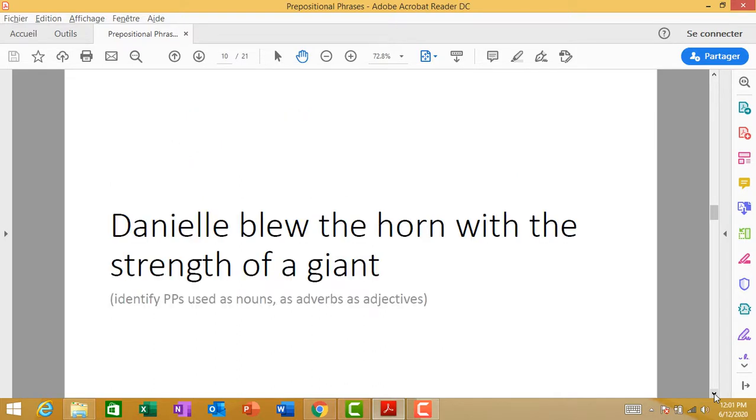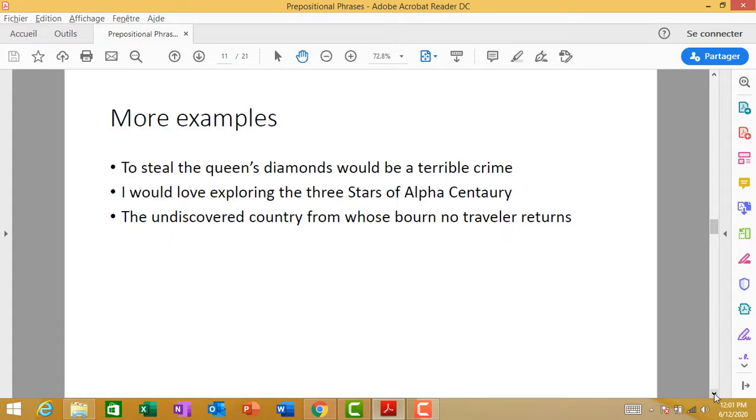Now let's look at this new sentence. In this one sentence, I'm not going to tell you how many prepositional phrases we have in the sentence. It's for you to find out and for you to tell me which prepositional phrase is used as a noun, which one is used as an adverb, and which one is used as an adjective. In this one sentence, you have all 3 of these. So it's going to be for you to find out. Now let's look at more examples.